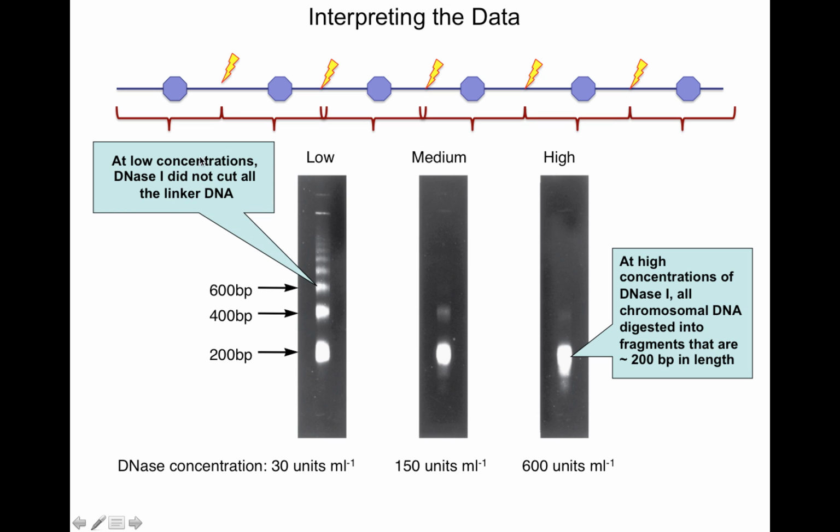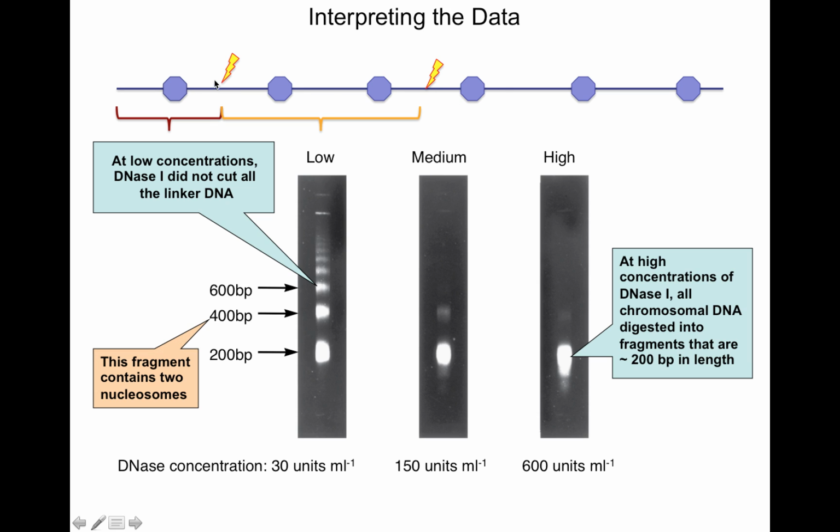At low concentrations, however, not all the linker DNA was cut. You may have cut here, and then here, but nowhere else. So you ended up with fragments of DNA that were one nucleosome long, or two nucleosomes long, 400 base pairs, or three nucleosomes long, or 4, 5, 6, 7, 8, etc.